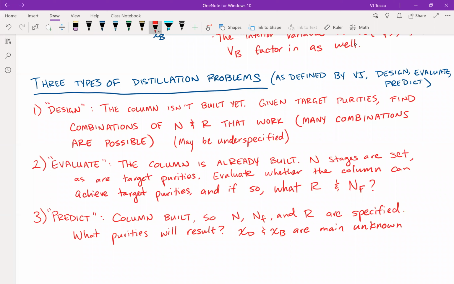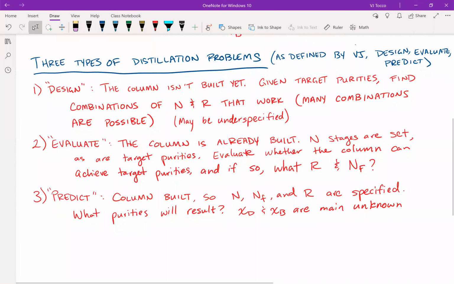With that in mind, these three types are the types of distillation problems that you will encounter. Keep this in mind as we start seeing distillation column problems: the solution algorithm is going to change depending on which variables you have and which variables you need to solve. This is probably a little bit unclear right now.